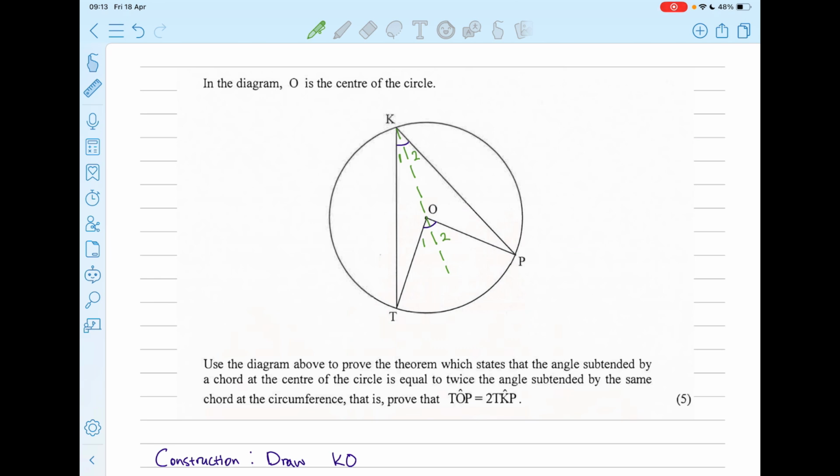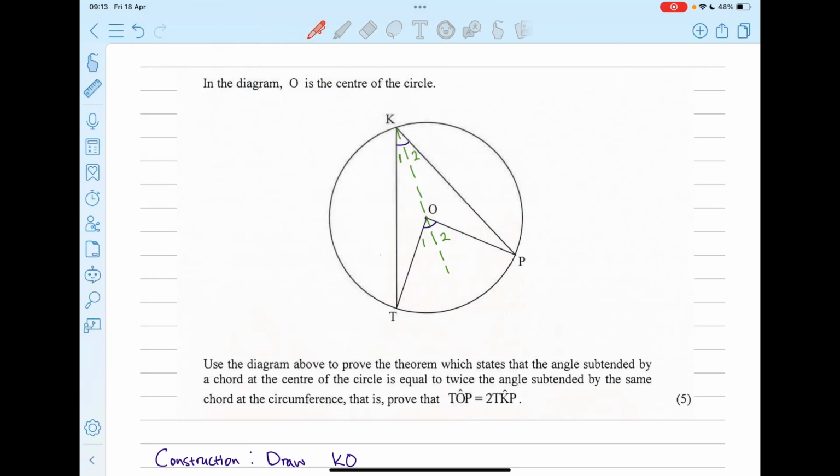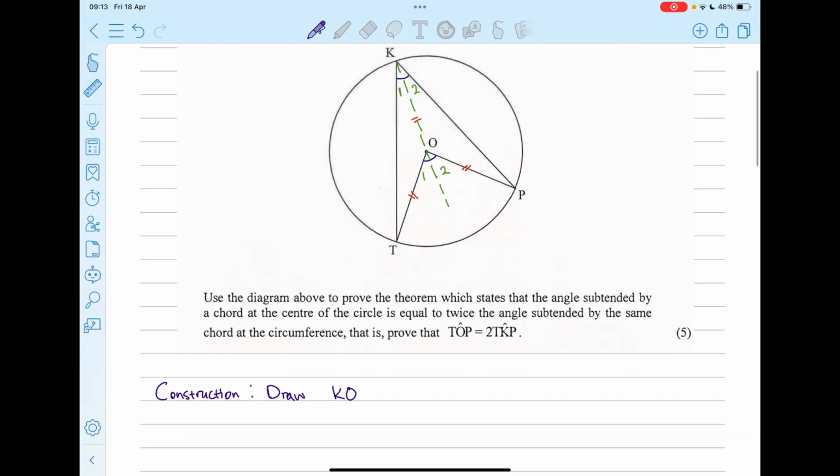All right, so one thing you need to notice is that KO is a radius and TO is also a radius. So that means we have produced an isosceles triangle. And the same happens with KOP, where KO is a radius and OP is also a radius, meaning that this is also another isosceles triangle. Okay, so let us begin with the proof.